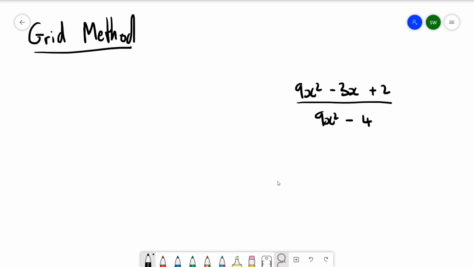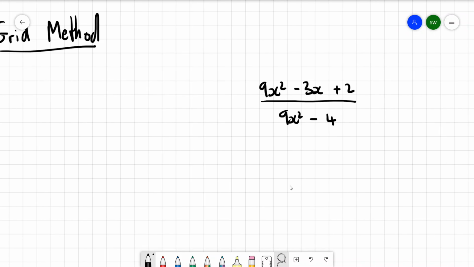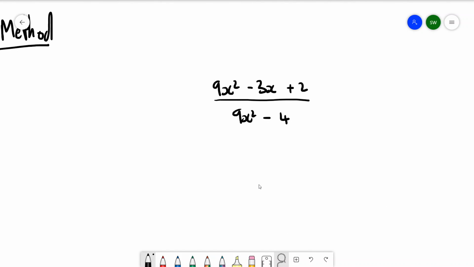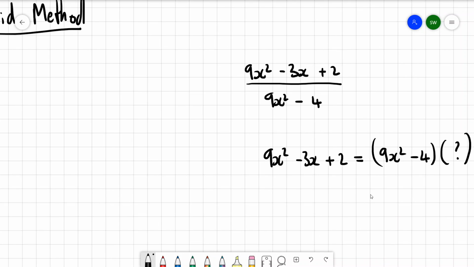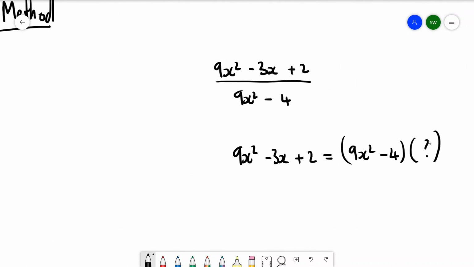So if you wanted to do grid method, then it's fairly simple with grid method. We're basically asking ourselves, if we wanted to write 9x squared minus 3x plus 2 is equal to some multiple of 9x squared minus 4 times by something, what is that something? So if you wanted to lay it out on a grid, it's fairly simple that that something is going to be 1 because we need to get 9x squared. So 9x squared times 1 is going to give us 9x squared.